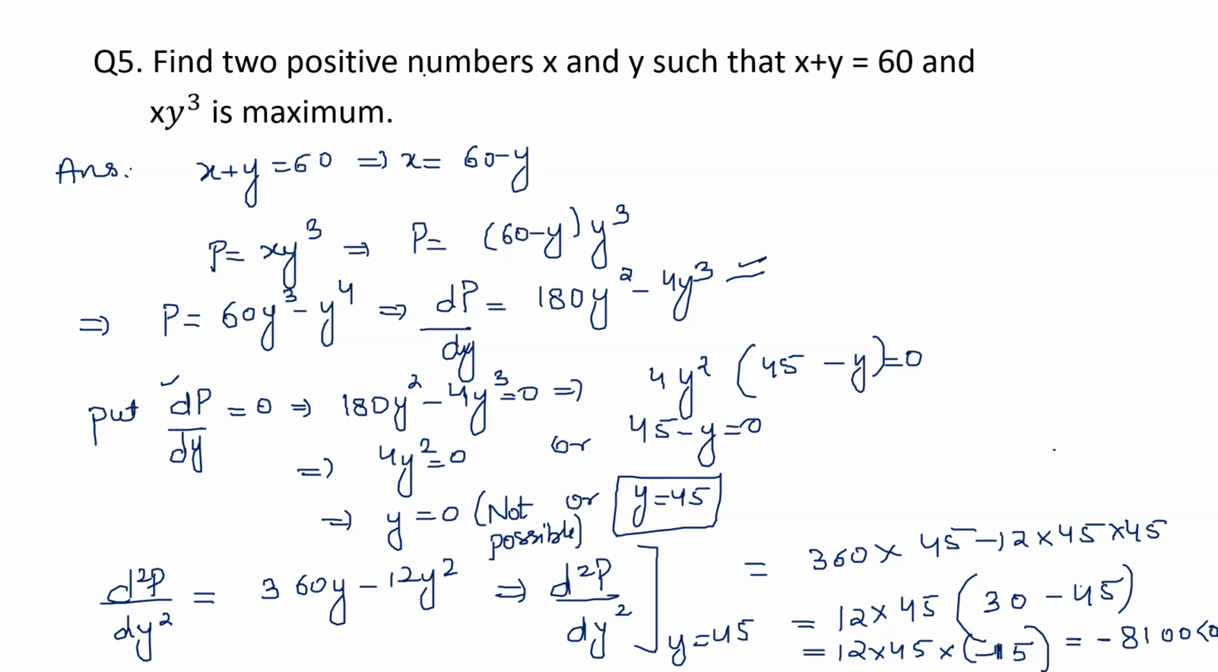Sir, why don't we take y is equal to 0? Okay, if we take y is equal to 0, then this product will become what, Fahad? Put 0 in place of y here. What will you get as P? 0. Okay, that's why we are not taking this. The product will become 0, so 0 will not be the maximum value.